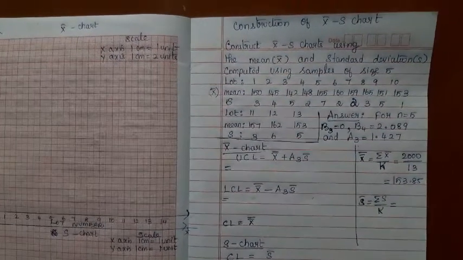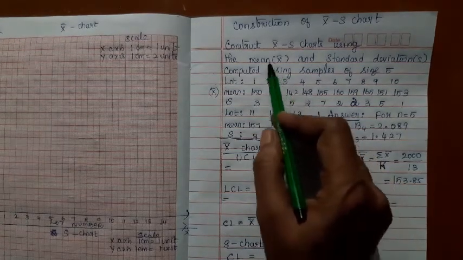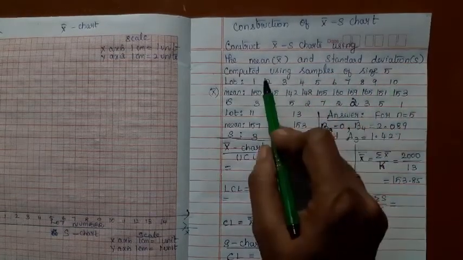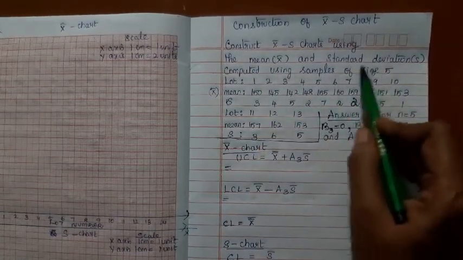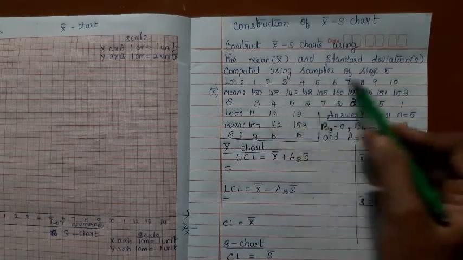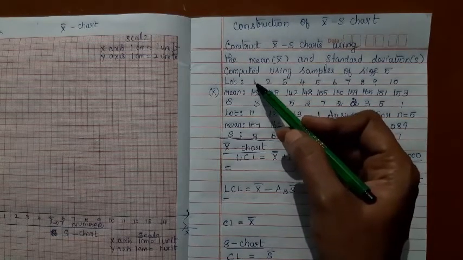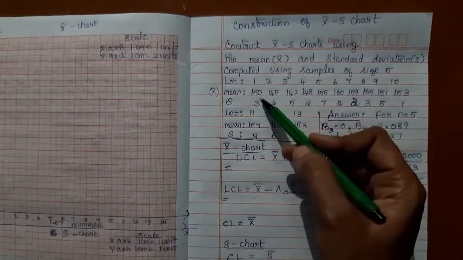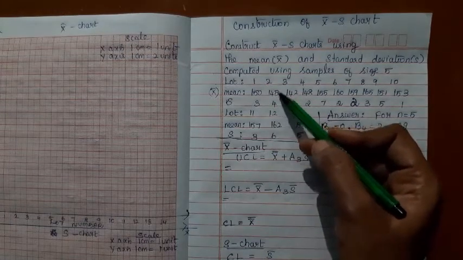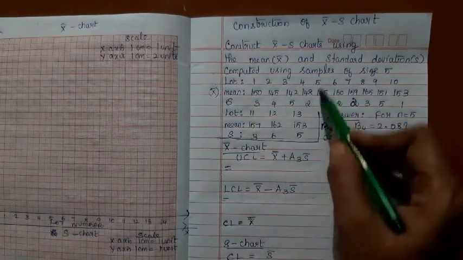Yes, today we shall consider the problem of constructing X bar and S chart. In this problem, X bar values and S values are given using samples of size 5. Already for 13 lots, they have taken samples of 5 each, and for each sample, the mean X bar and the sample standard deviation S have been calculated and given for you. Otherwise, you should have calculated it. For 13 lots, the data is given.